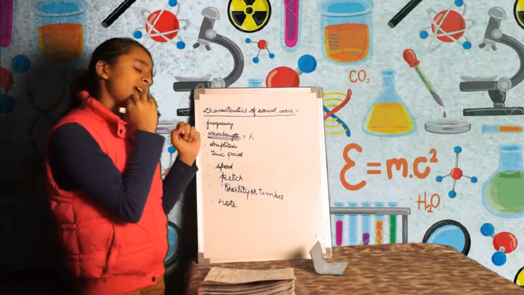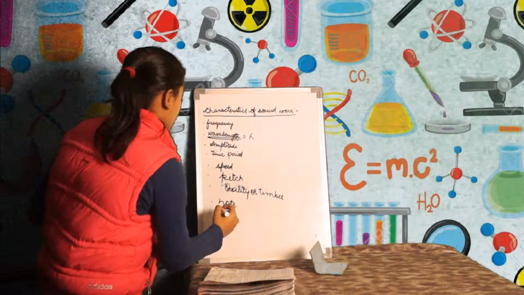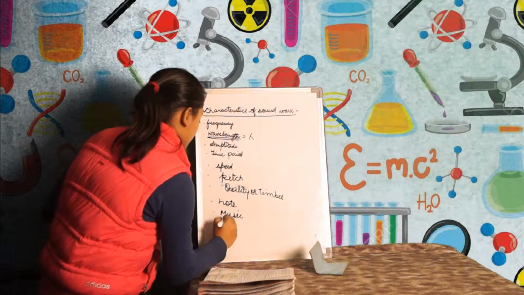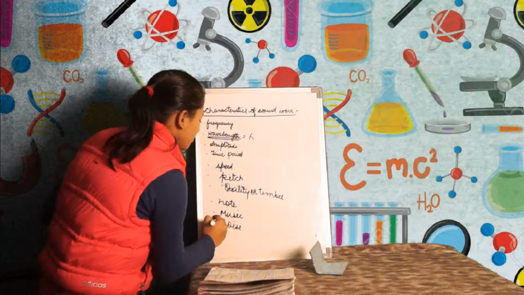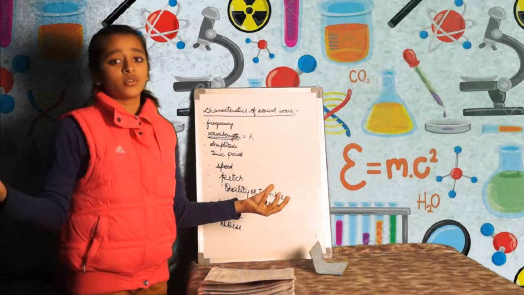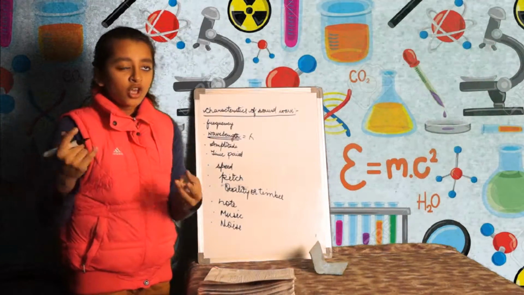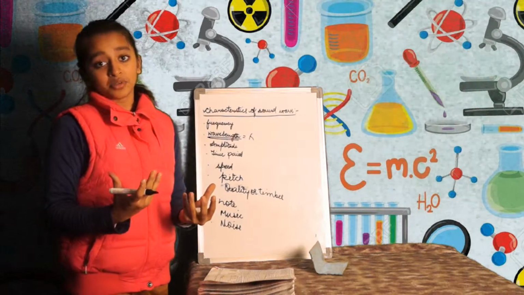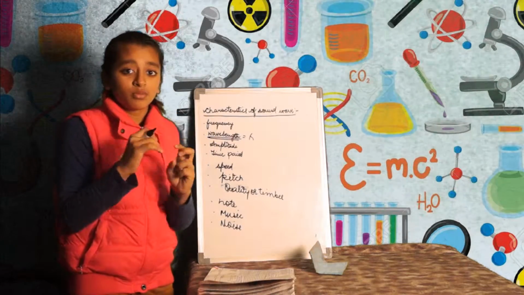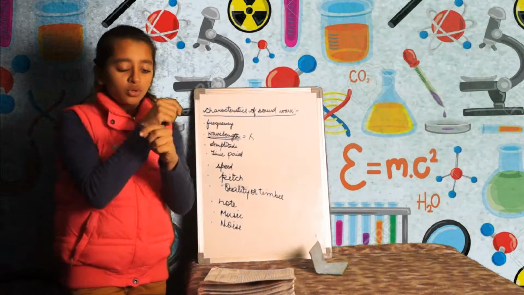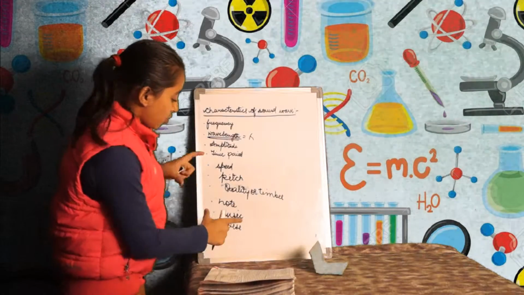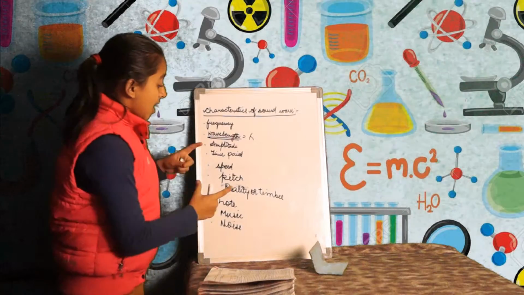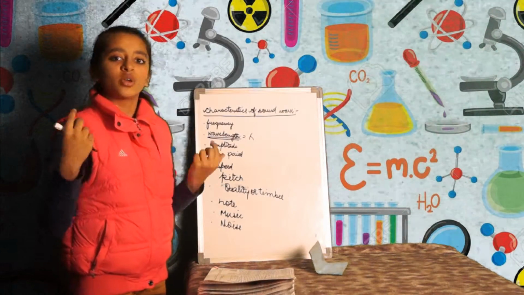And one more thing is music and noise. Can you differentiate between those two? There is a drastic difference between music and noise. Music is a sound that is very pleasant to hear. You enjoy hearing that sound. But noise is something that you get bored of, you get irritated by. You need to stop it. Noise is a sound that is unpleasant for our ears to hear, and music is a sound that is very pleasant for our ears to hear.